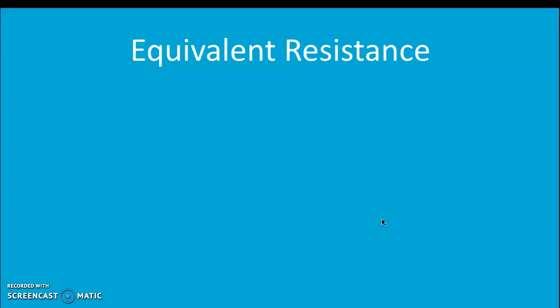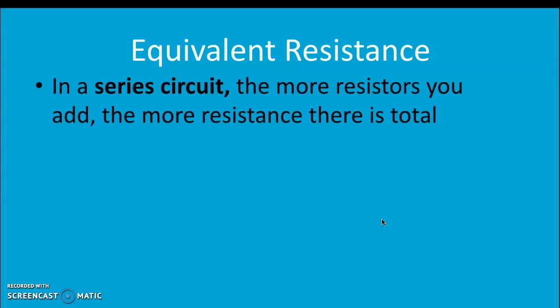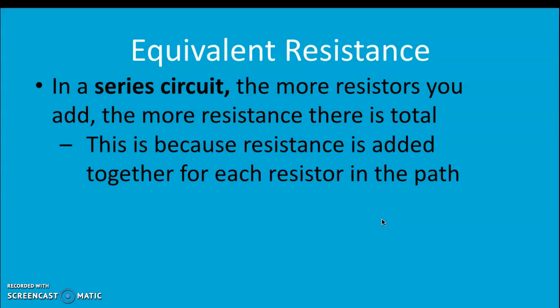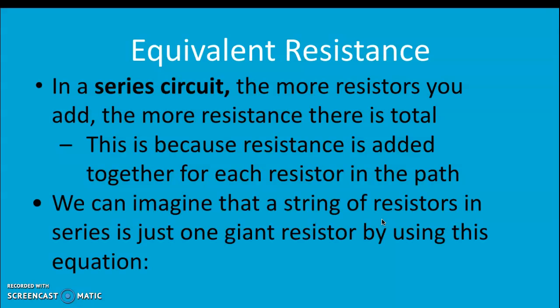And that kind of brings us to this idea of equivalent resistance. In a series circuit, as you add more resistors, you get more resistance in total. And that makes sense because the resistance is added up together for each resistor along the path. As you go along the path, there's more and more and more. And we can imagine that this string of resistors, so think about your Christmas lights again, are just one giant resistor. And the way you could do that is by adding them together like this, where R sub E means equivalent resistance, and you just add up all the resistances together.